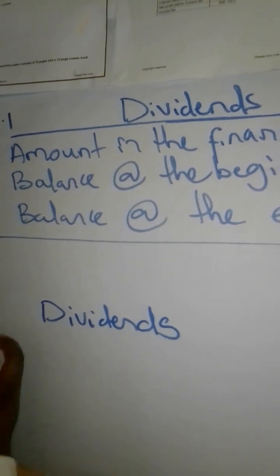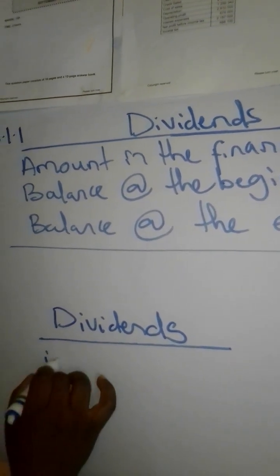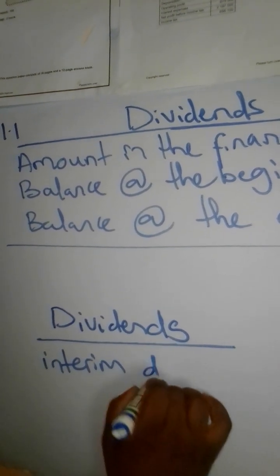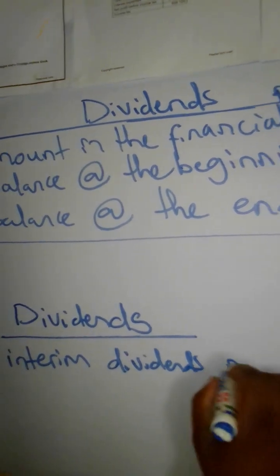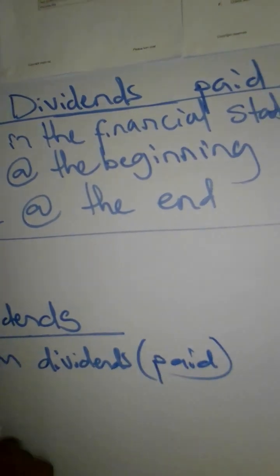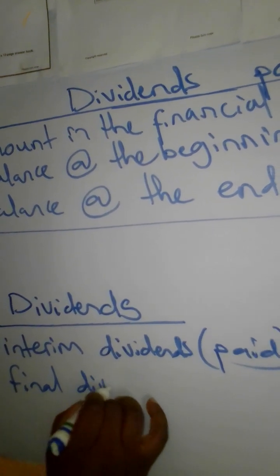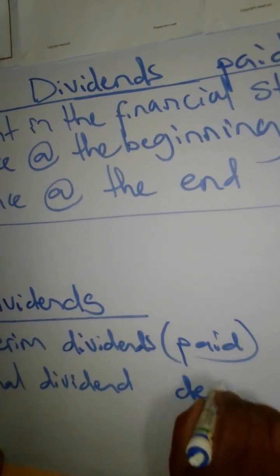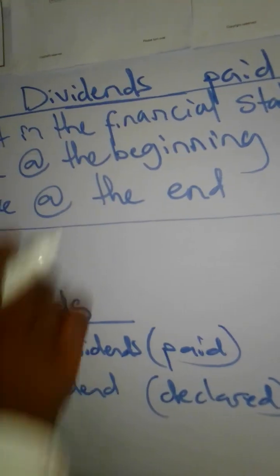The dividends are actually made up of what we call interim dividends for that financial year, which is the paid dividend, and also the final dividend, which is the one that is declared at the end of the year, the declared dividend. So according to our question, let's go on to adjustment number D.